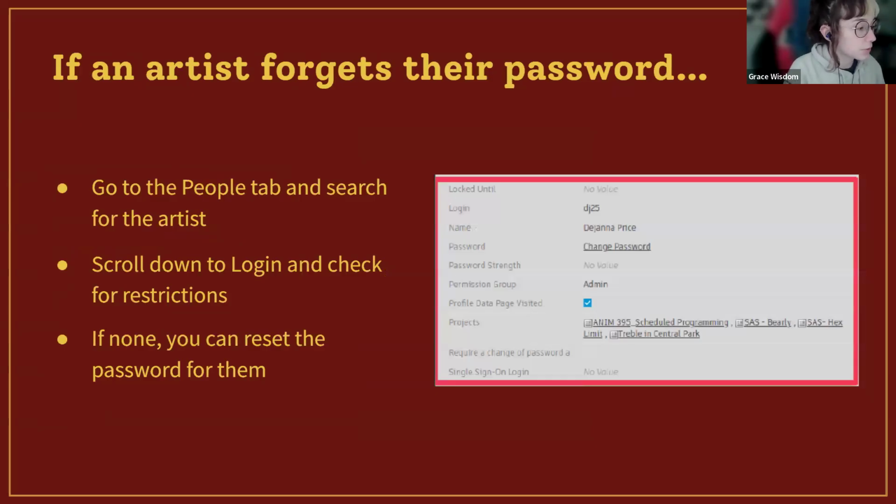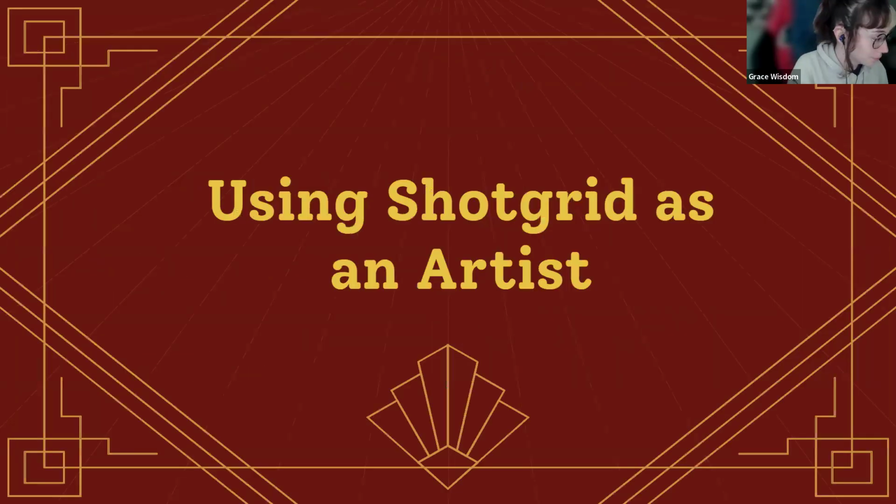And then if an artist forgets their password, go to the people tab, search for the artist in question, scroll down to login and check for restrictions. If there are none, you can reset the password for them. However, I would recommend really working with your professor and the person on your crew involved if this ever were to happen. There needs to be a lot of people sitting down to make sure that is done correctly. But that is a power that a manager on a ShotGrid project can do.